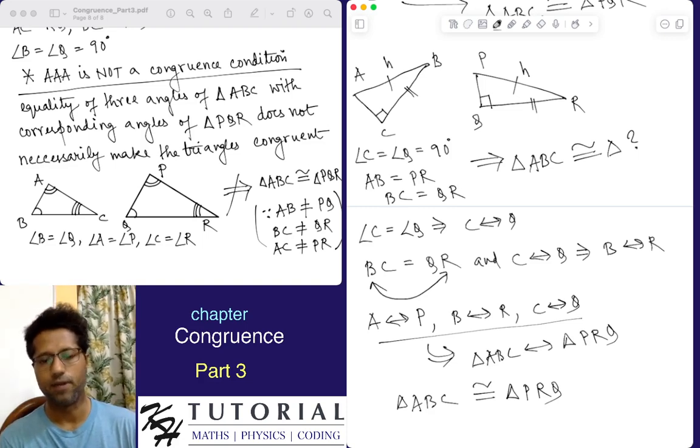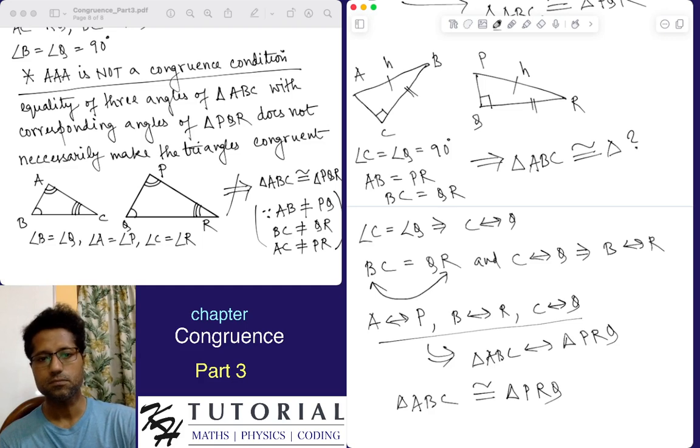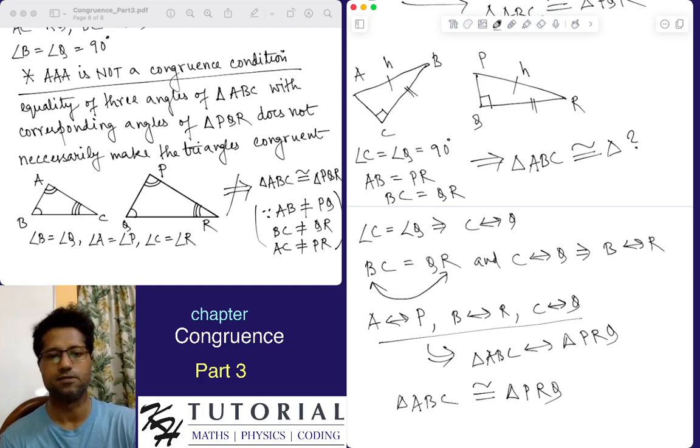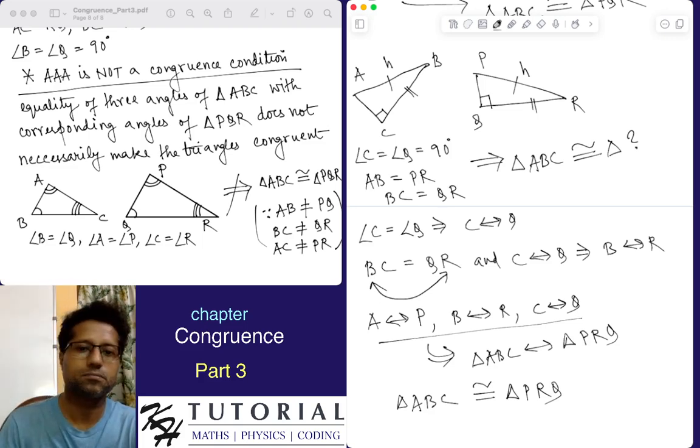With only this information, it will not necessarily mean that the triangles ABC and PQR are congruent, because as you can clearly see, triangle PQR is of larger size, and two triangles are congruent only when their shape and size are equal. Clearly we can see the sides of triangle PQR are larger. So just equality of three angles between two triangles does not ensure congruence. This you must keep in mind.